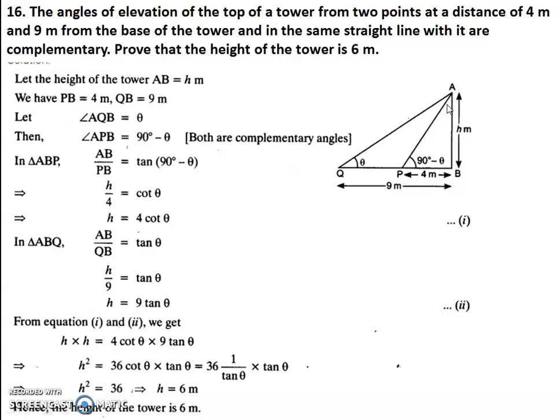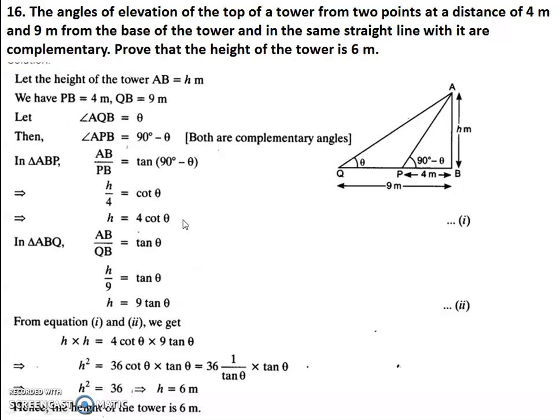Now, considering triangle APB, tan 90 minus theta is equal to AB by PB. Now, what is tan 90 minus theta? It is cot theta. So, h by 4 is equal to cot theta, or h is equal to 4 cot theta. Taking the angle theta, tan theta is equal to AB by QB. AB we have considered as h meter. So, h by 9 is equal to tan theta. Here also we got h is equal to 9 tan theta.